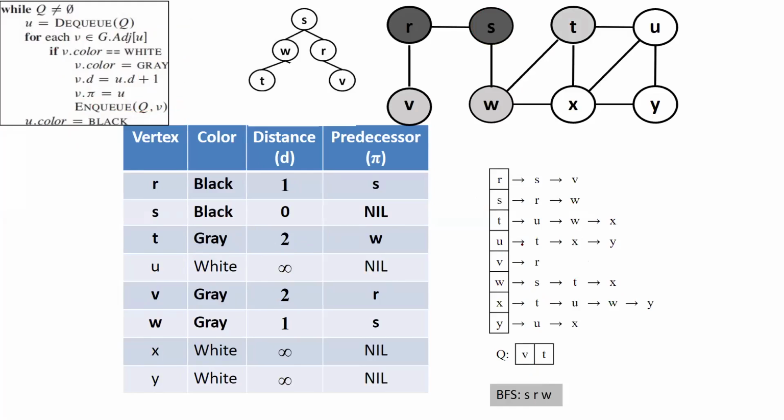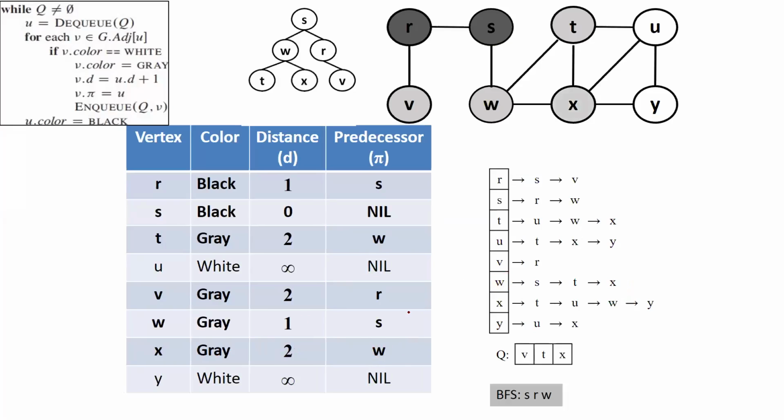Similarly, moving further for the X node, X is still white. Taking the same W node, X will become gray, and its distance will be the distance of W, which is already 1, 1 plus 1, 2, and the predecessor value will be W. Now this will be updated.